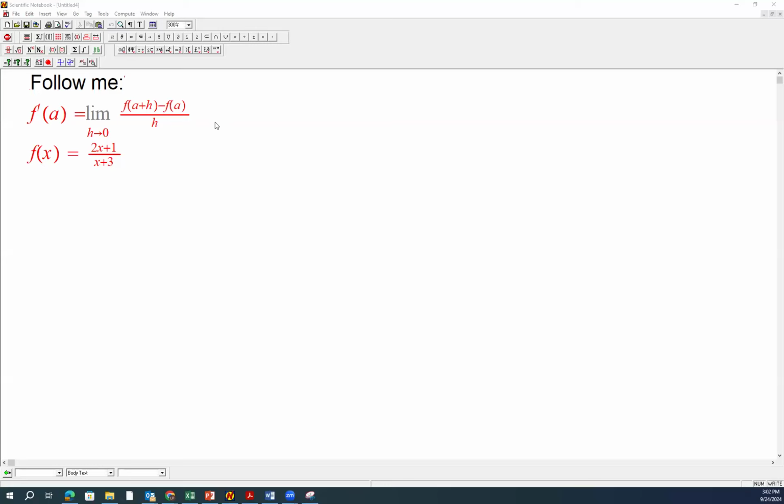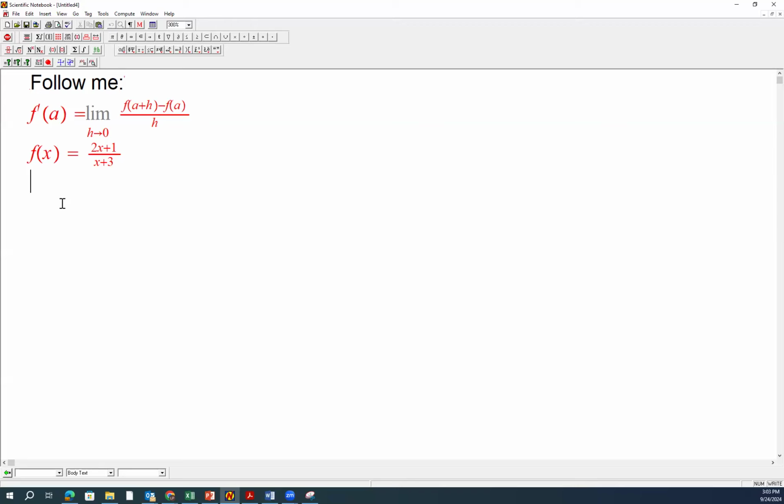Hello. We'd like to take some time to go over how to find the derivative at point a for a function like this. It's a rational function. And to find the derivative using this formula, we're going to go step by step.